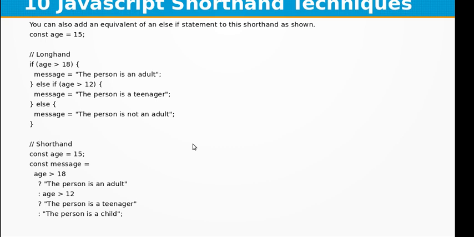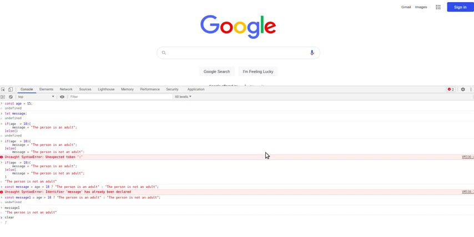Similarly, you can also add an equivalent of an if-else if statement to this shorthand, as shown. You can define the age factor, the constant variable, by assigning it a string: the person is an adult if his age is greater than 18, or he's a teenager if his age is greater than 12, otherwise the person is a child. So let's look at the shorthand version of this.